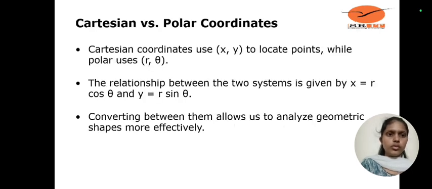Cartesian versus polar coordinates. Cartesian coordinates use x, y to locate points, while polar uses r, theta. The relationship between the two systems is given by x equals r cos theta and y equals r sin theta. Converting between them allows us to analyze geometric shapes more effectively.